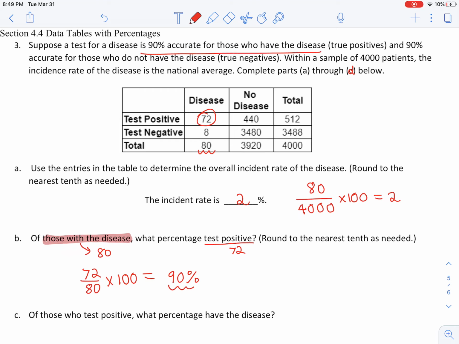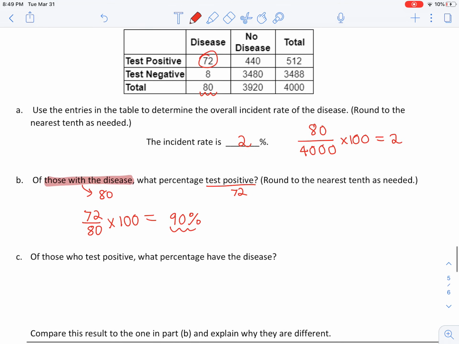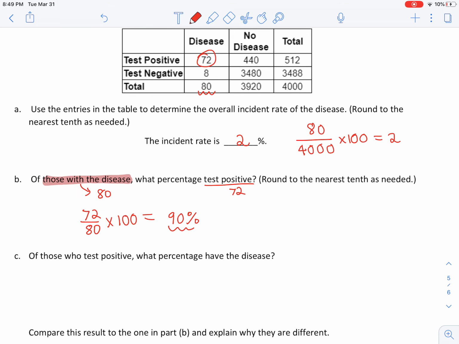And that's what they told us in the very first sentence, that this test is 90% accurate for those who have the disease. So I'm glad we got the same number, 90% here. All right, let's keep going.